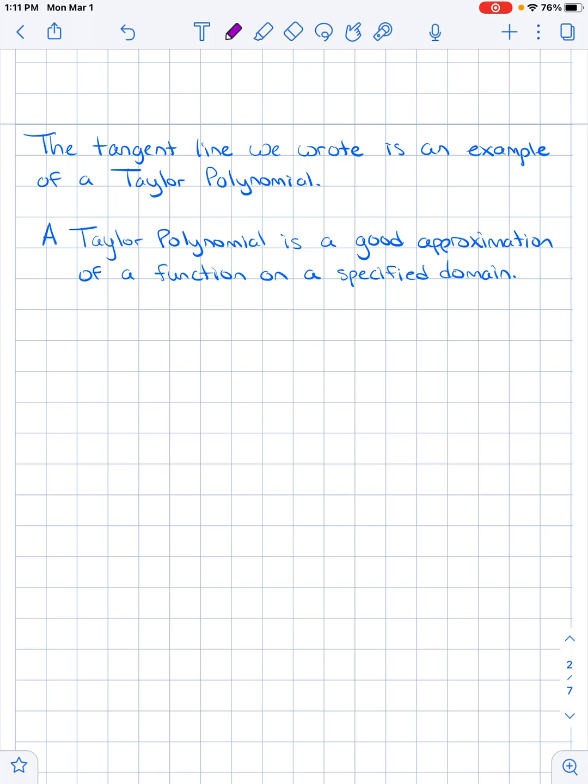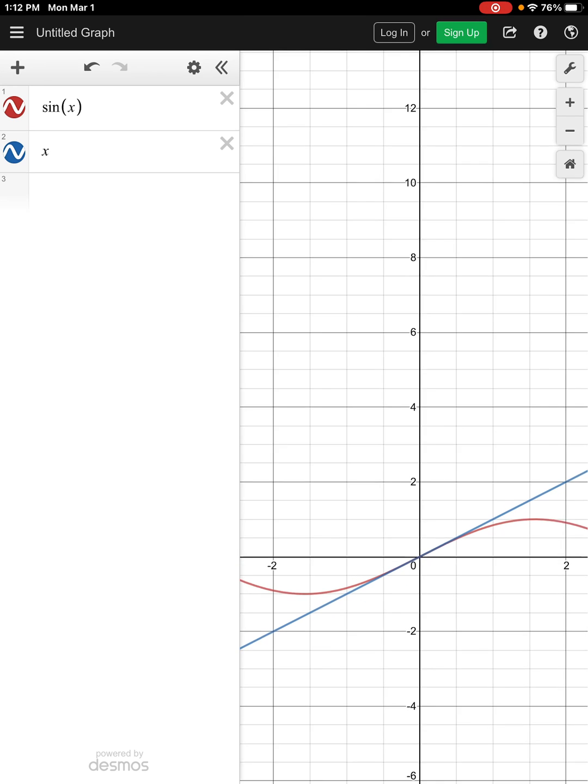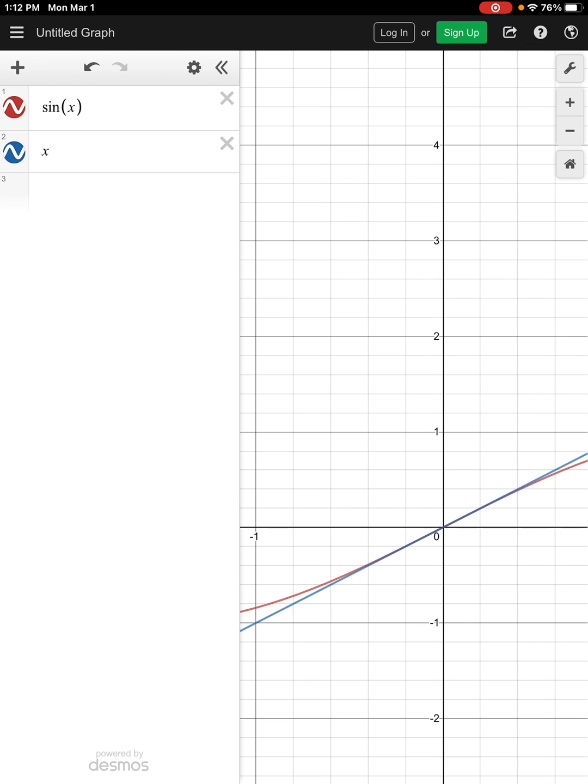So let's go look at the graph of sine x and y equals x on Desmos and see what that actually looks like. So I can see that that line is pretty close for some x values, but as soon as we reach, like, I don't know, not too far away from 0, the line starts to go away from sine x and is no longer a good approximation. So let's zoom in a little bit and let's see if we can get a decent approximation.